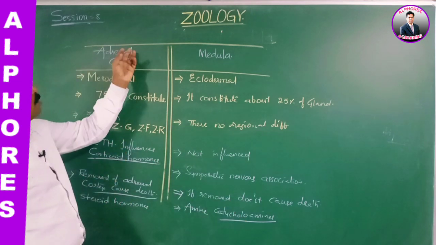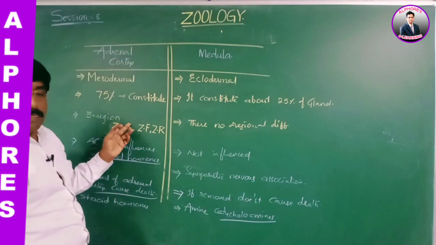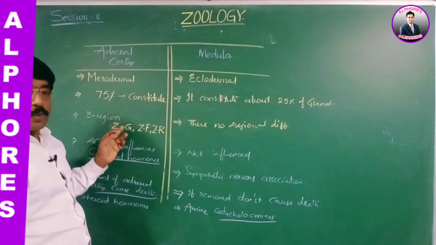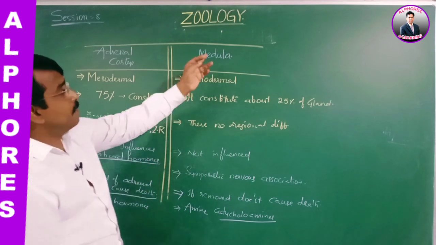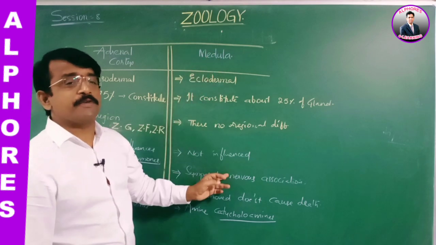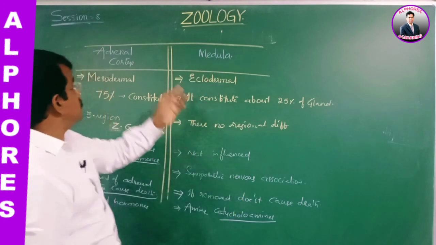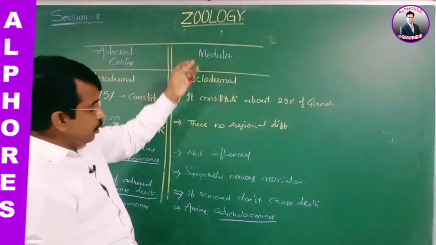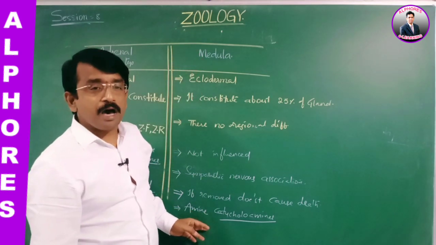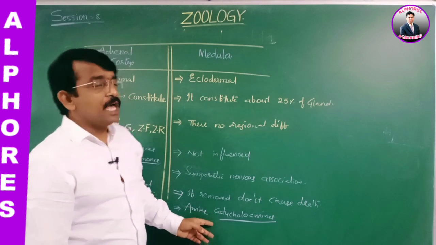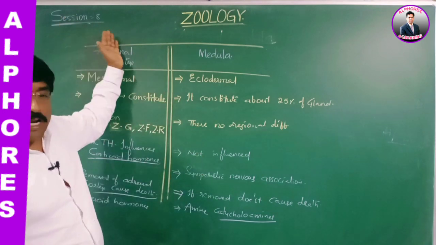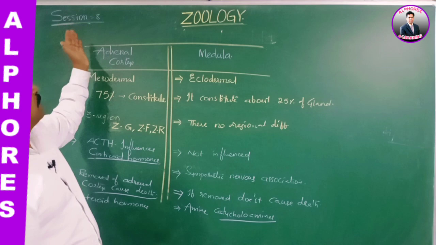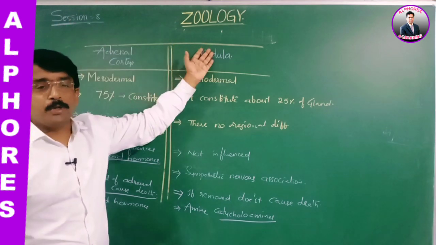The hormones released from the adrenal cortex are mineralocorticoids, glucocorticoids and sex corticoids. Medullary hormones are epinephrine and norepinephrine, catecholamines. Adrenal cortex hormones are steroid hormones. Medullary hormones are amine hormones. This is the detail we learn with respect to the differences between the adrenal cortex and medulla.